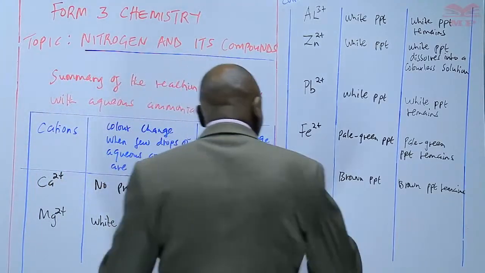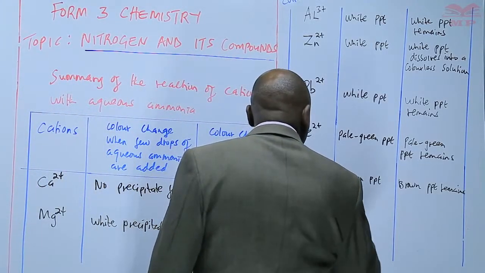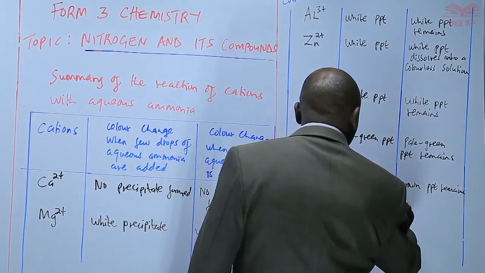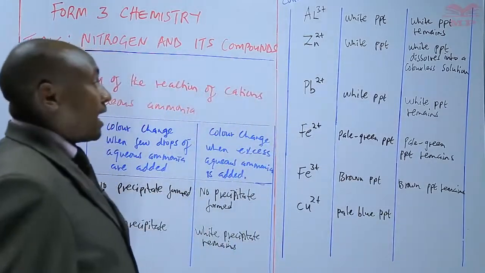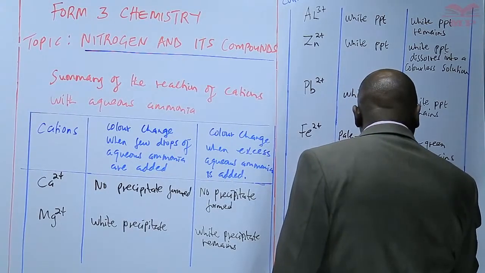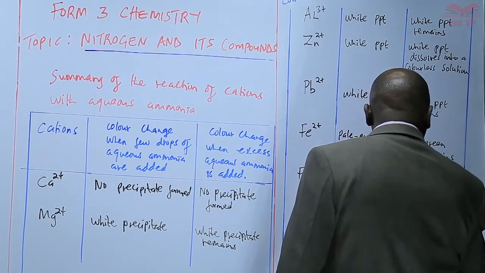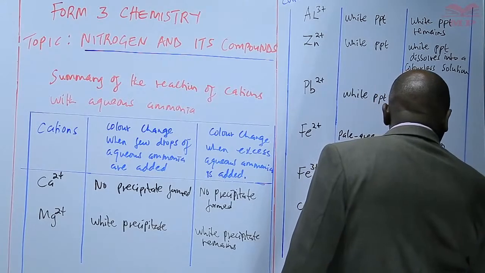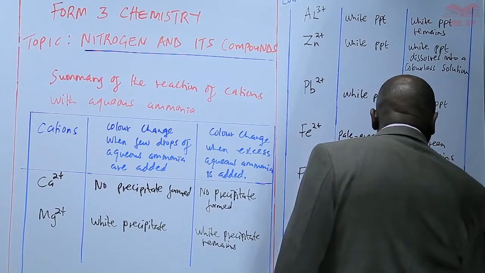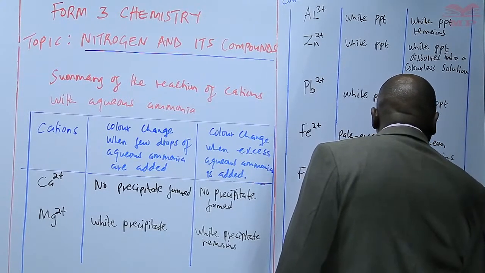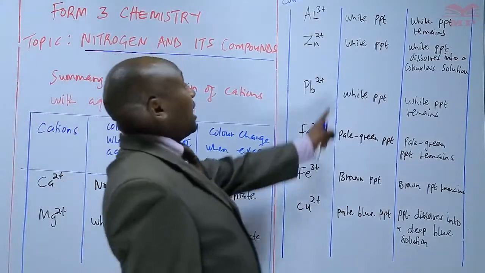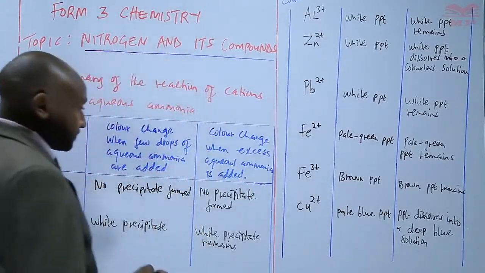Then copper ions form a pale blue precipitate, but when you add excess ammonia, the precipitate dissolves into a deep blue solution. So the precipitate in the case of copper and zinc is dissolving.